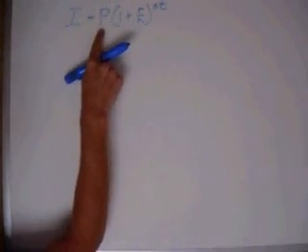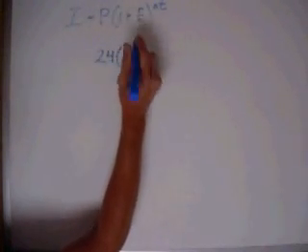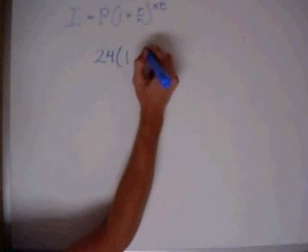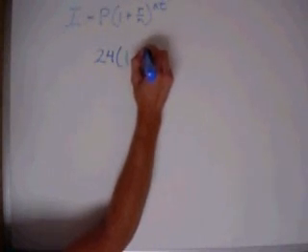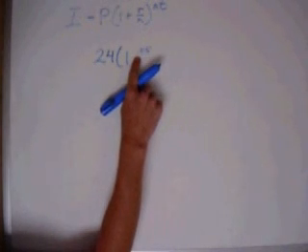The P here is principal. That's the principal amount. In this case, it's going to be $24. R is going to be the rate, and we said that that was 5%. It's important to convert that to decimal format. So the rate here is 0.05.